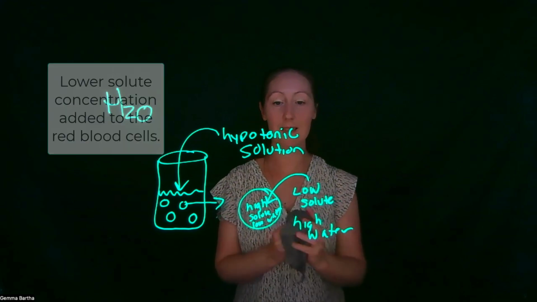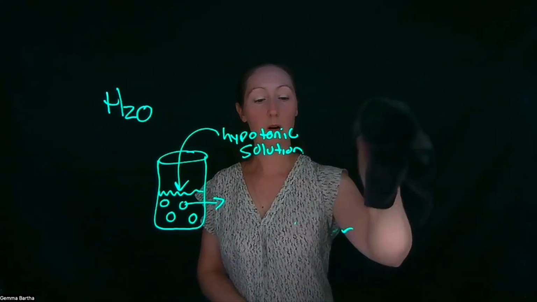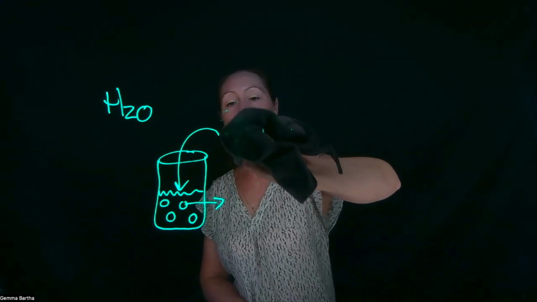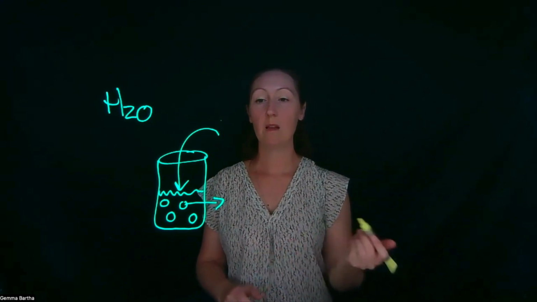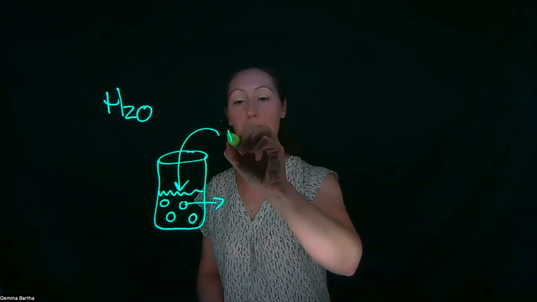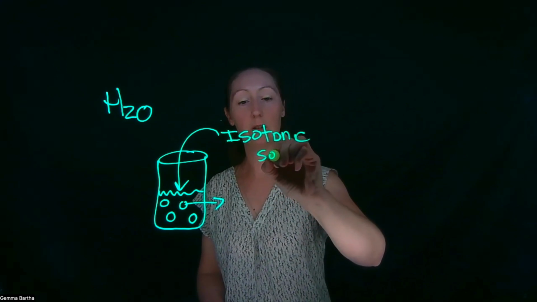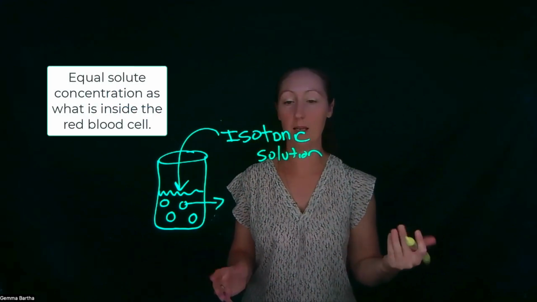Okay, last example. Let's say you are at the hospital and you are getting IV fluids. Now, they're not pumping you full of water. They are pumping you with an isotonic solution. And this is 0.9% NaCl.